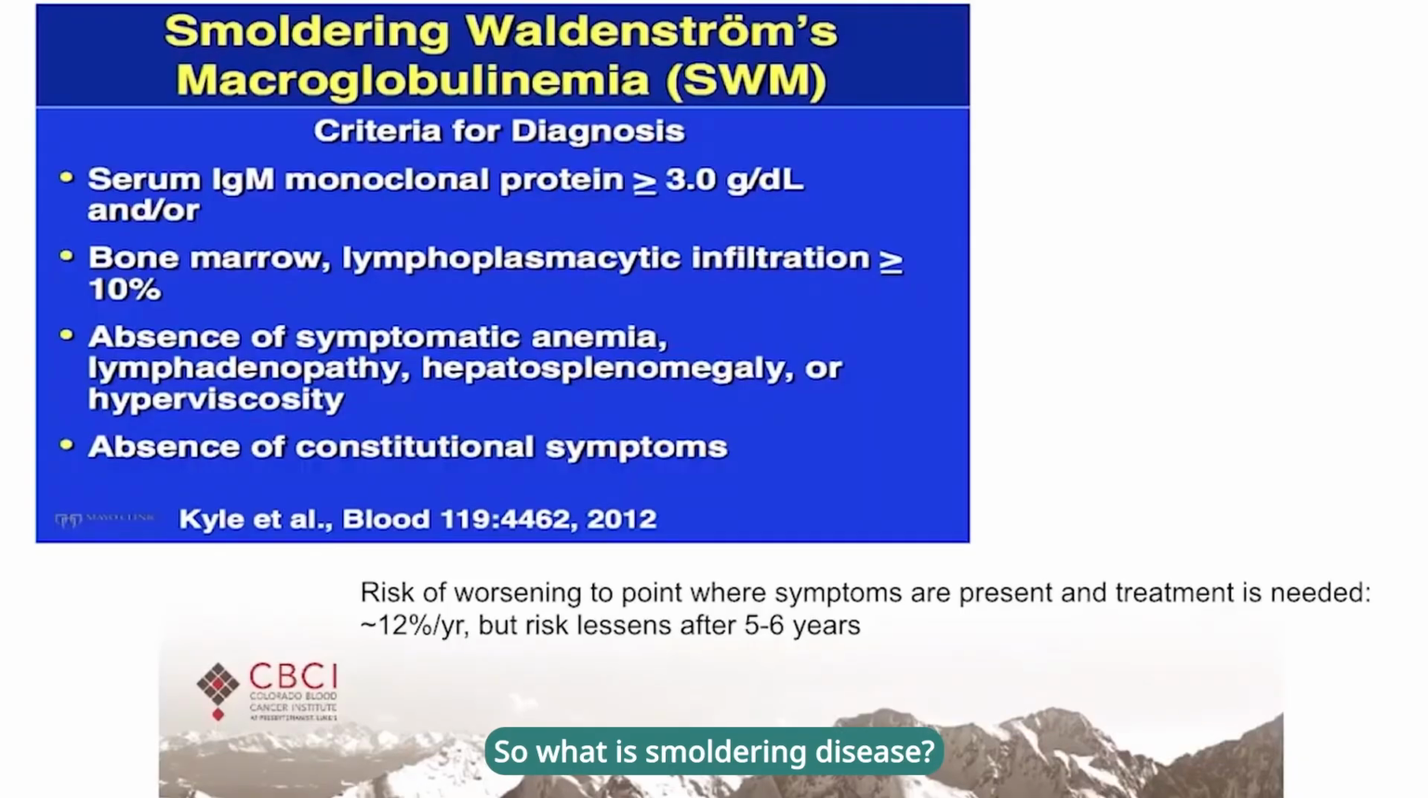So what's smoldering disease? Smoldering disease is when you have a little bit higher level of IgM protein in your blood. You have more than 10% LPL cells in your bone marrow, but you do not have any problems associated with the LPL cells or the IgM. That is, you're completely asymptomatic. You don't have anemia. You don't have night sweats. These patients have a higher chance of turning into symptomatic WM, more in the order of 12% per year.